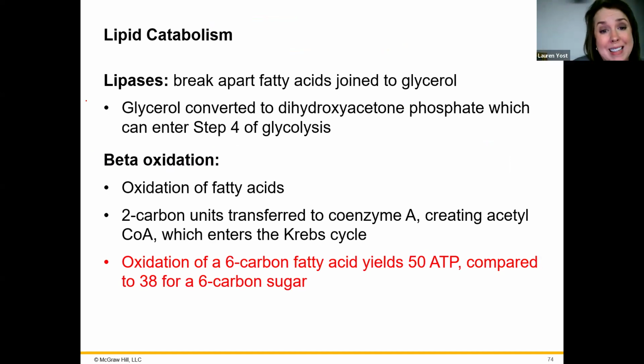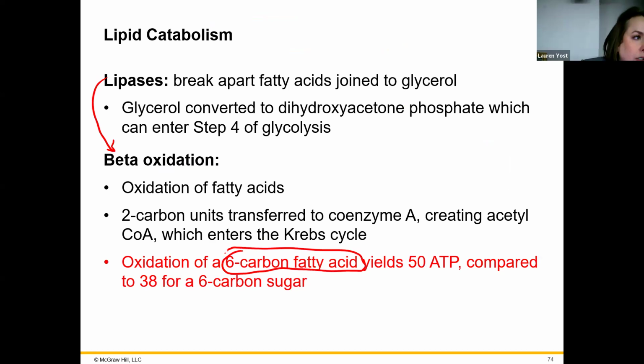I don't need you to worry about what this is called here, okay? But I do want you to know, we take a 6-carbon fatty acid. Now, I don't know if you guys know this, but fatty acids generally are not 6 carbons. They're like 20 carbons, right? Have you ever seen unsaturated fats or saturated fats, things like that? That's what I'm talking about here, okay?